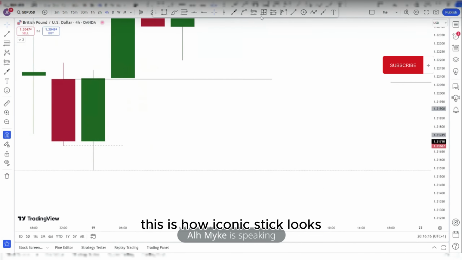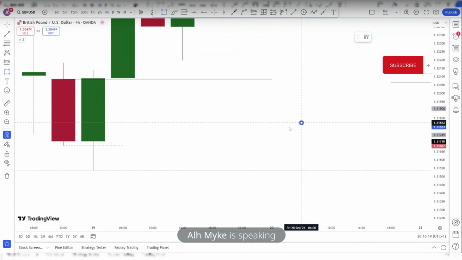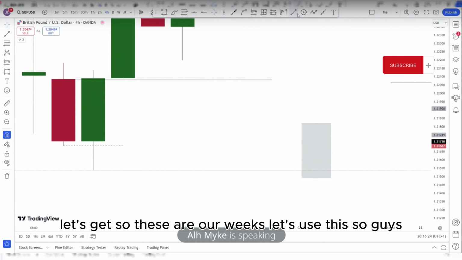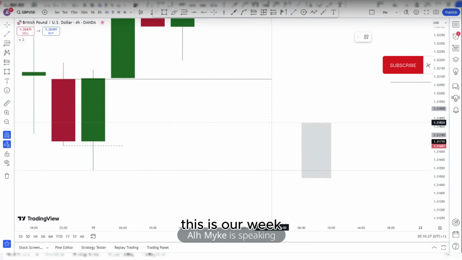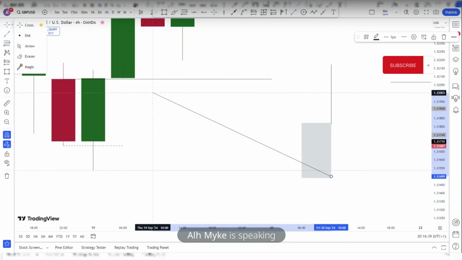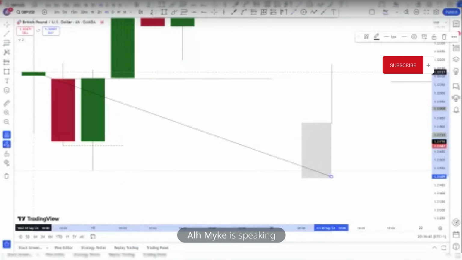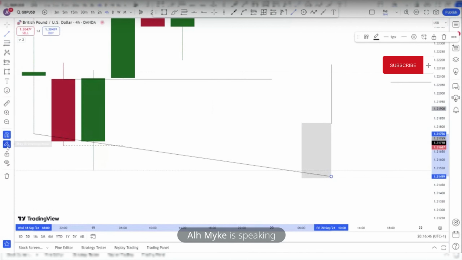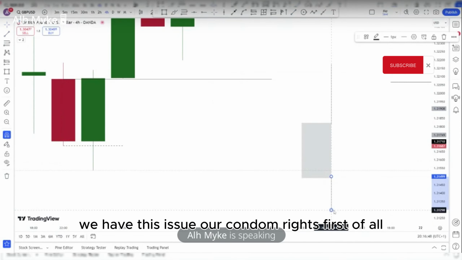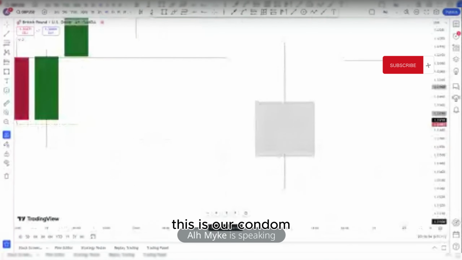You know, this is how a candlestick looks, right? Let's get what we use as our wicks. So we're going to use this as our wick. Okay, so we have this as our candle, right? Let's look at this as our candle.